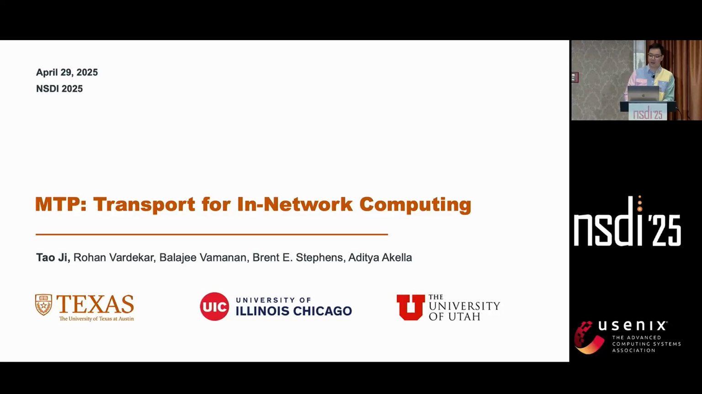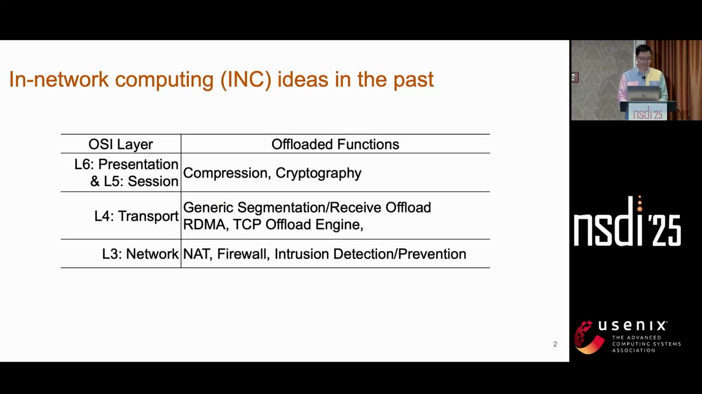Hello, everyone. Today I'm going to present MTP, Transport for In-Network Computing, which is a collaboration among UT Austin, UIC, and Utah. Broadly speaking, in-network computing, or INC for short, is any idea that offloads functions that are often CPU-intensive onto NICs and switches to counter the slowdown of Moore's law.